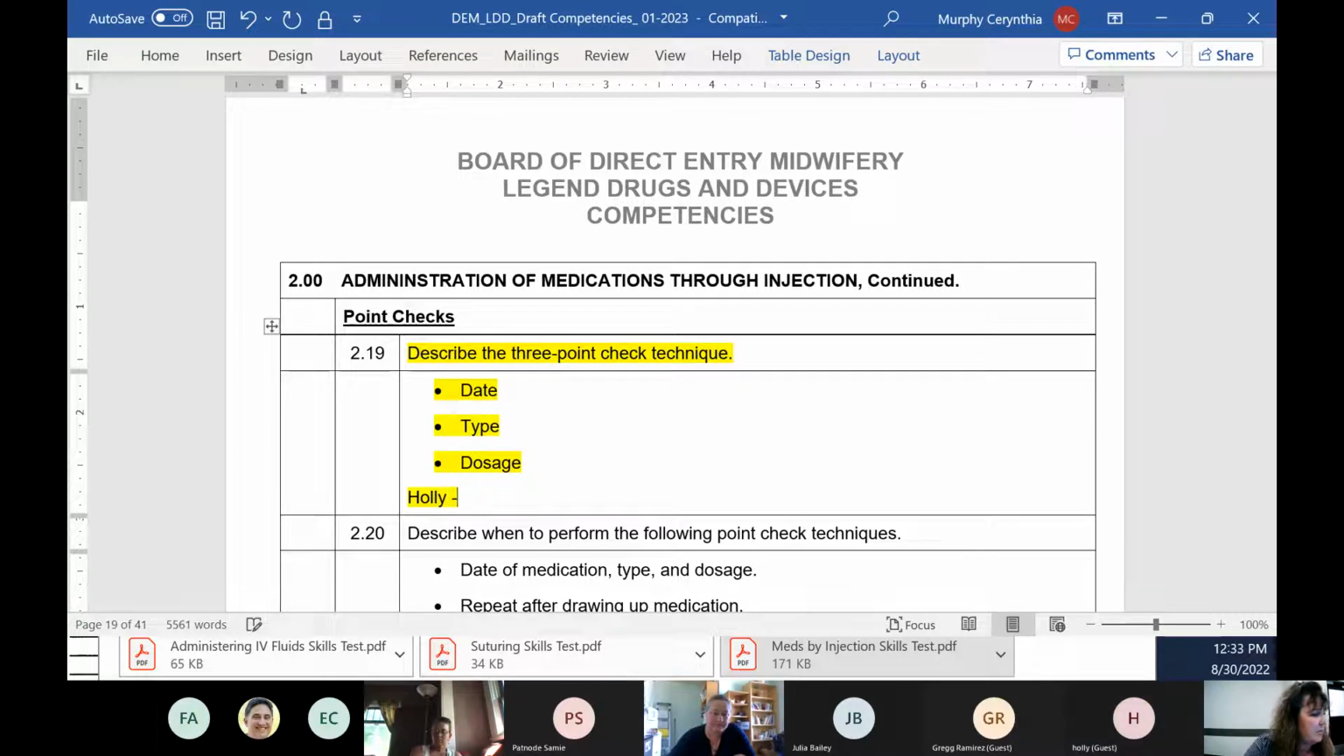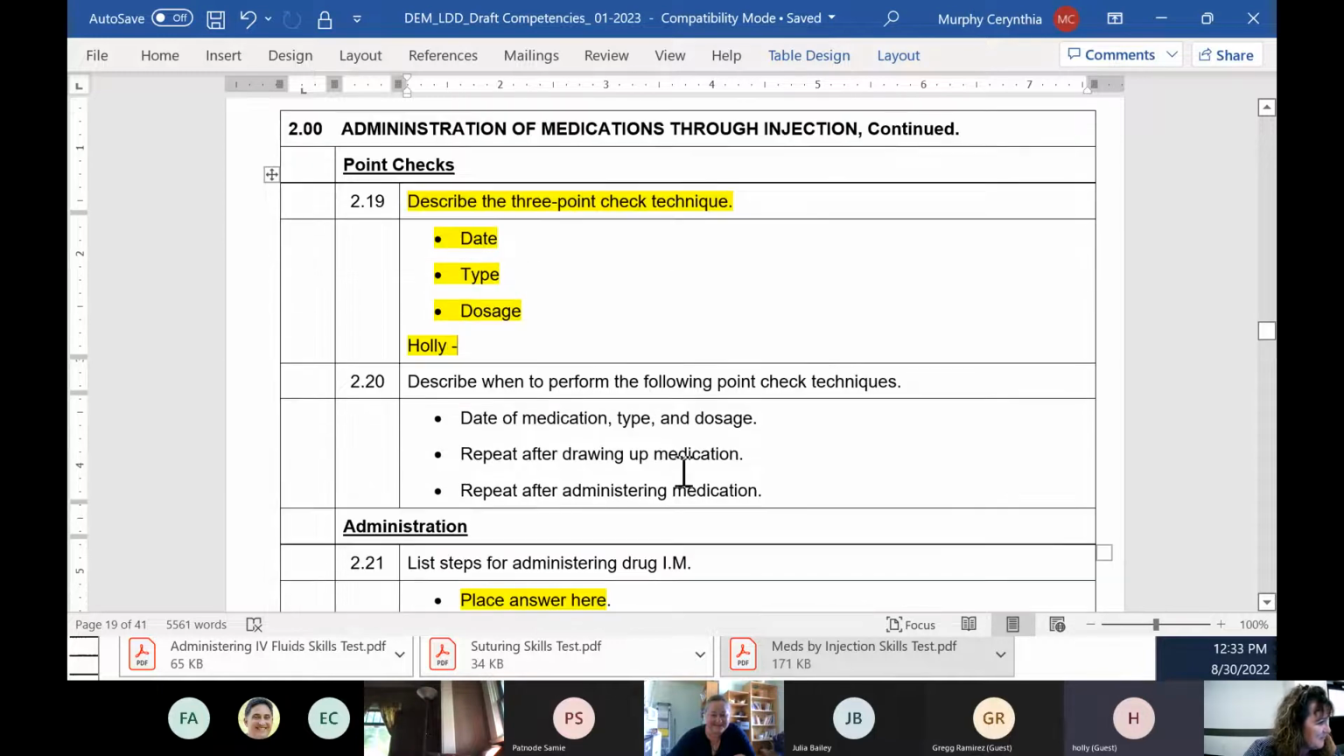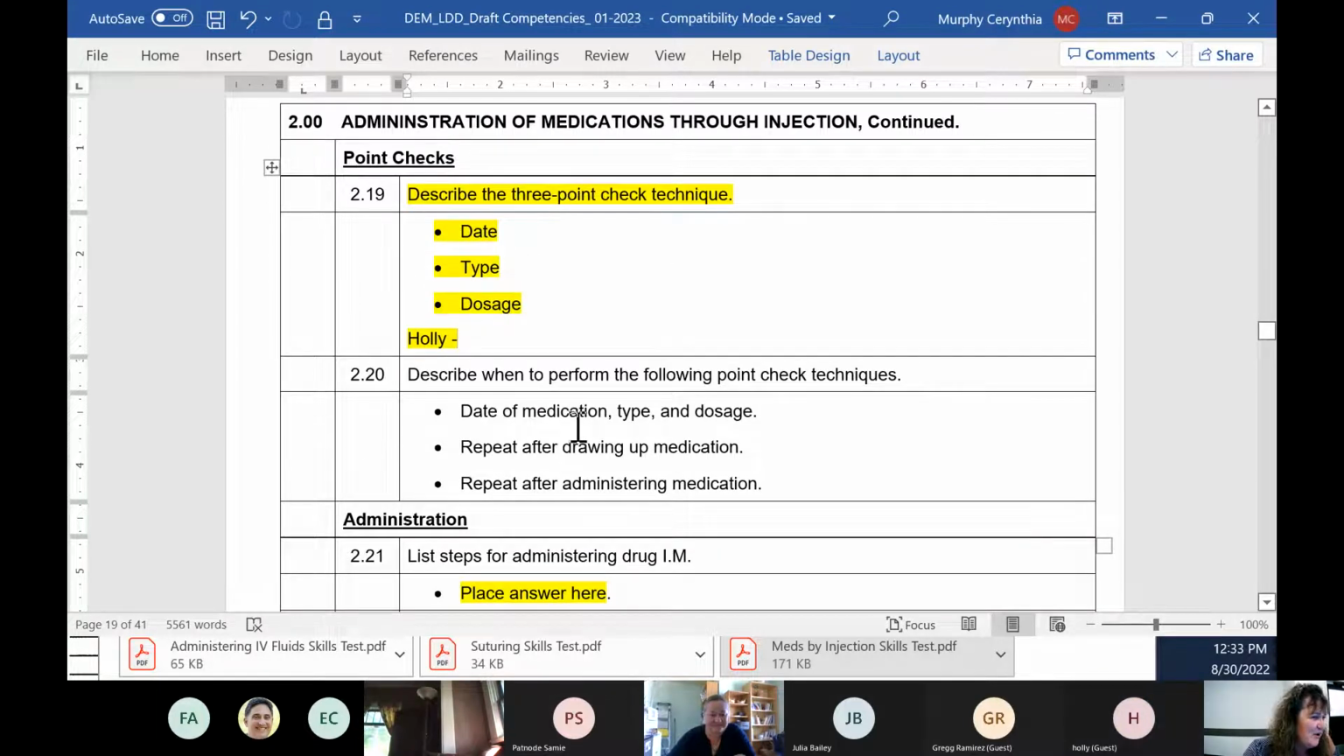So Holly, you're going to provide me some language? Apparently so. Perfect. And she spelled my name right, so I can't even say no, I can't do it because I don't know who that person is. Okay. 2.20. Same thing, I'll help you with that. Okay.